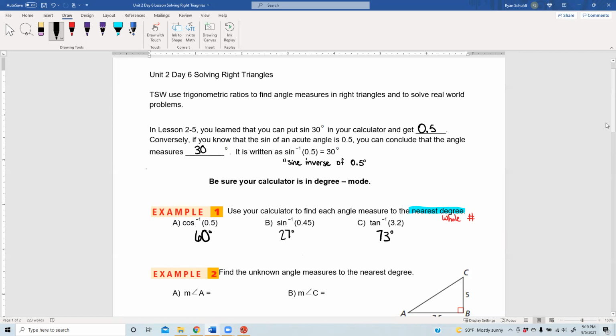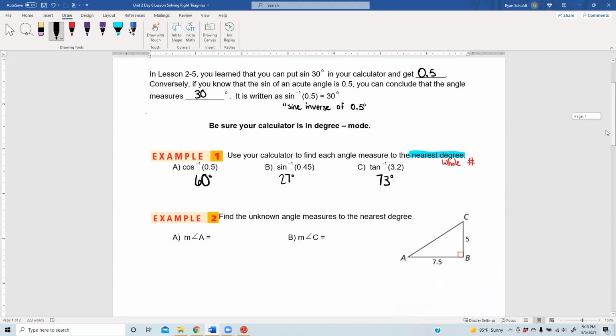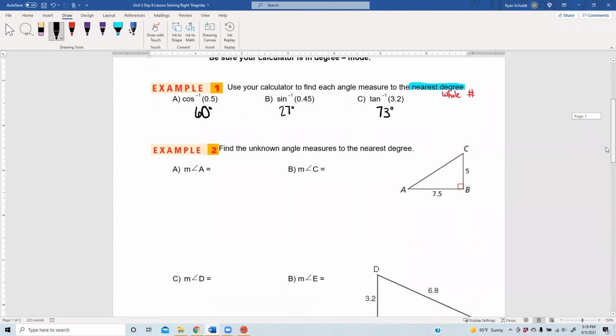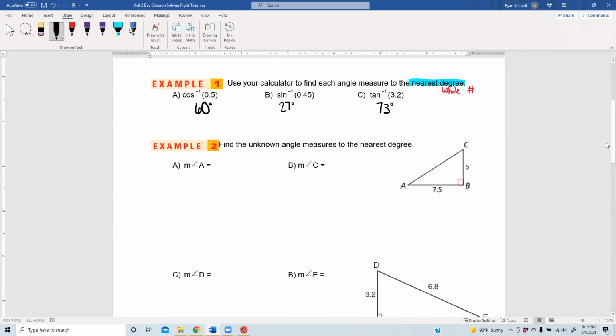Okay, so that's using the inverses. That's just typing it in. Just like I said on Friday, there's probably going to be one on the test that just asks you to find the sine inverse of 0.45. Just type it in, round to the nearest degree.